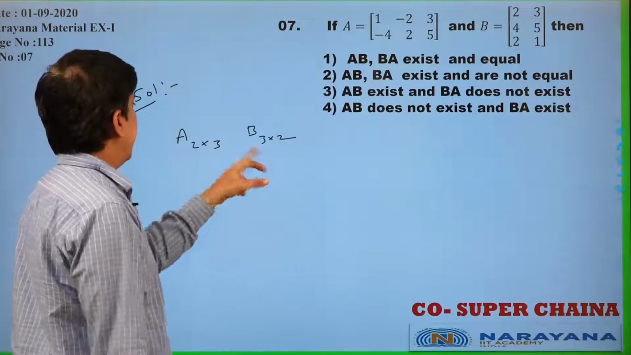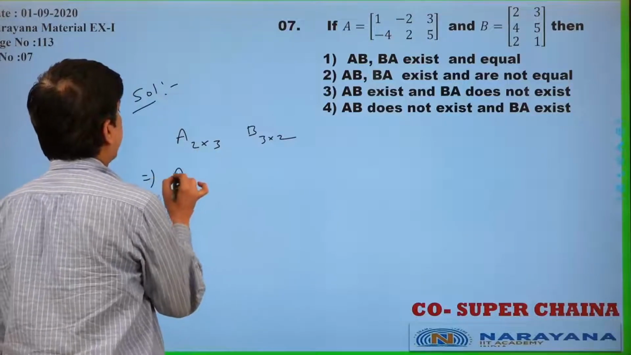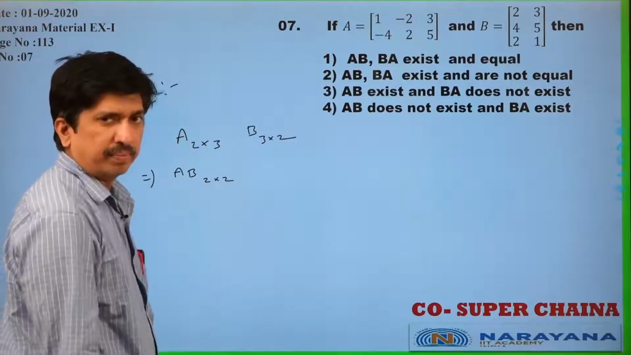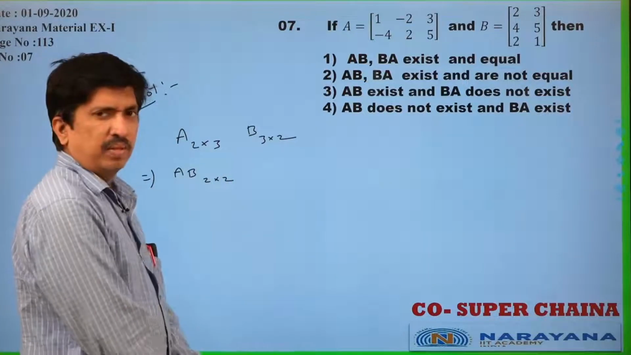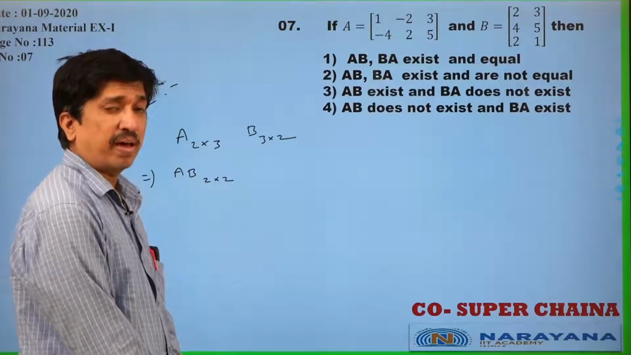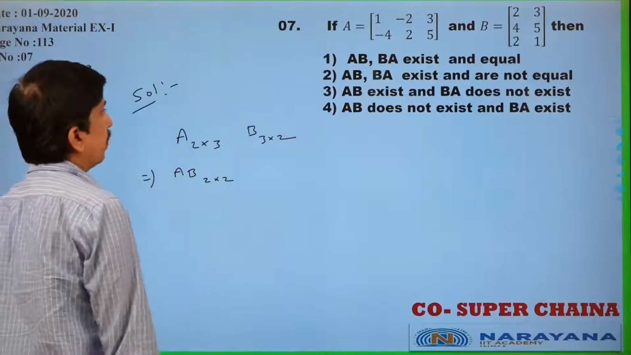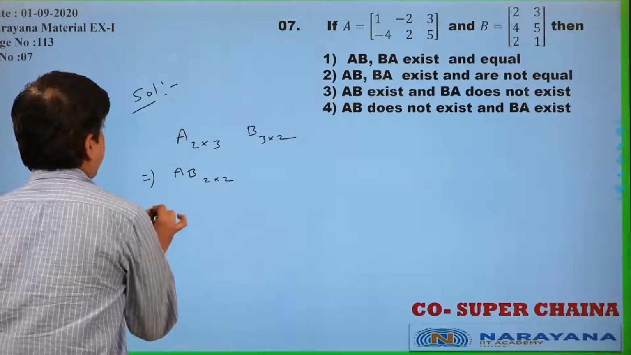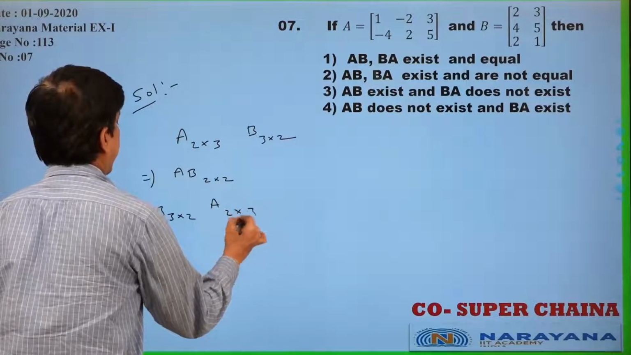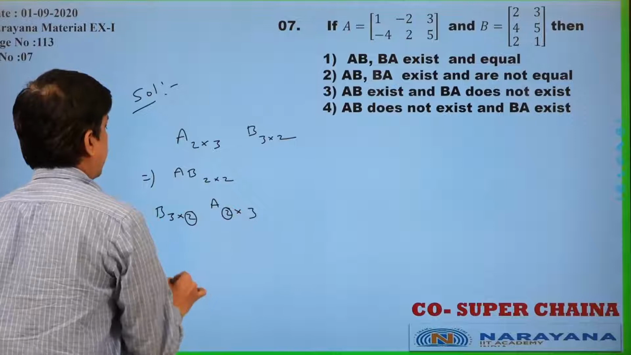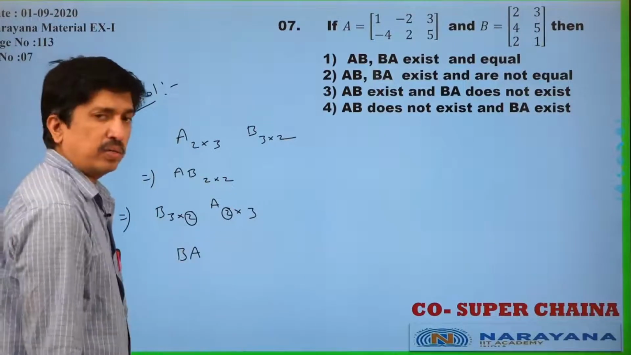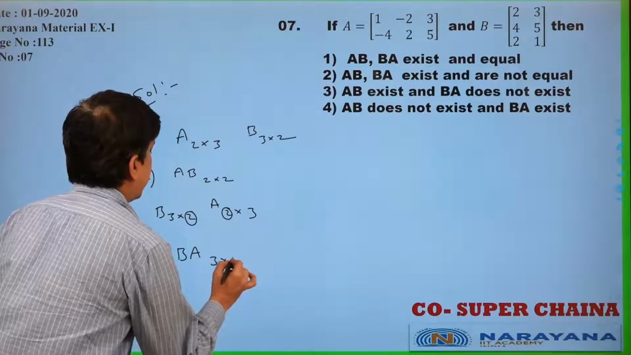Now, that is AB resultant matrix, what you will get, you know? AB order should be 2 by 2 you will get. I am not solving the problem. So, what we will get? Exist or does not exist, equal or not equal, we are going to check that one. AB is 2 by 2 matrix. Now, B is 3 by 2 matrix, A is 2 by 3 matrix. These two are same or not? BA exists or does not exist? Yes, exist only. BA order should be 3 by 3 only.